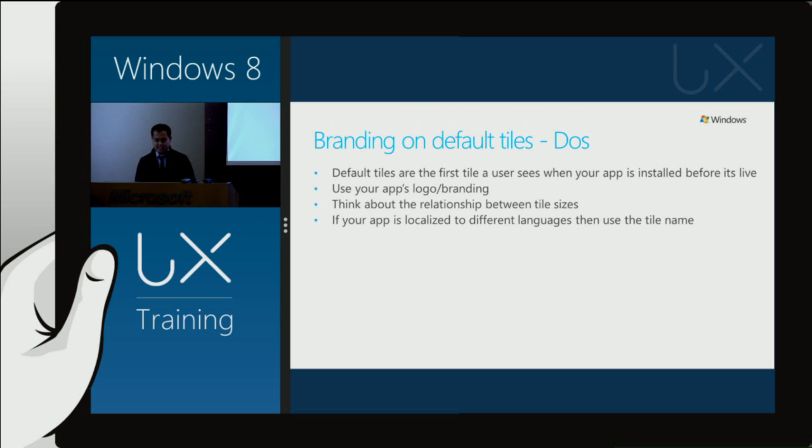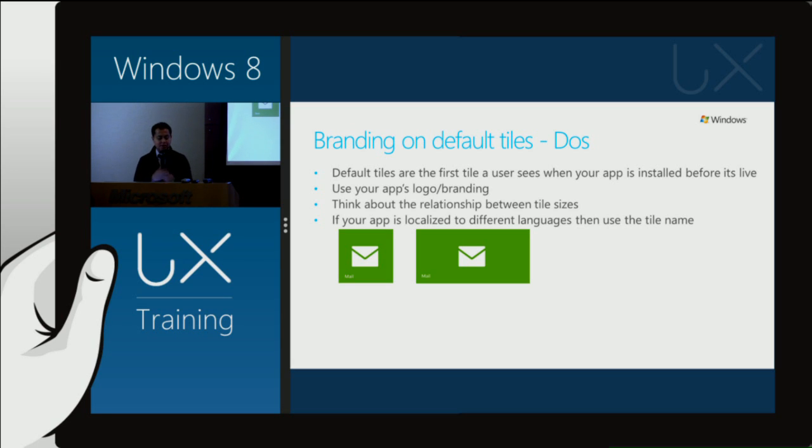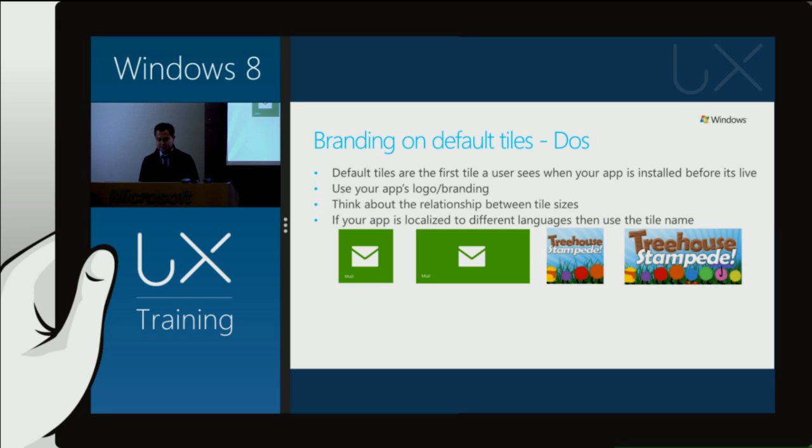You've got default tiles, and these are the first tiles that users are going to see before they actually start up the app. So in fact, they're not live yet. So you can think about using your app's logo and branding. You see here with the mail application, we're using the logo and a mail title. Here on the right, for the Treehouse Stampede, we're using the app's branding.